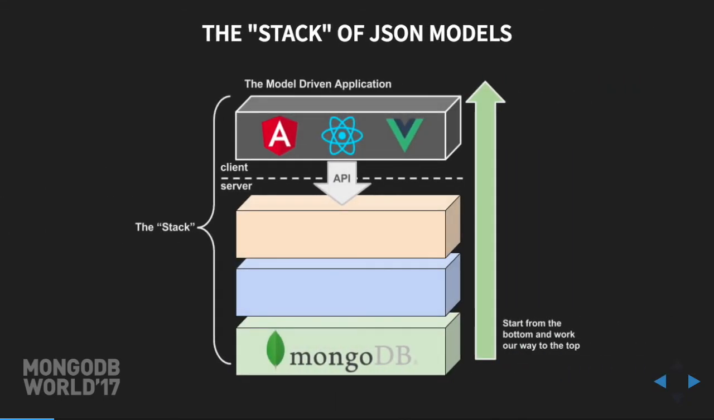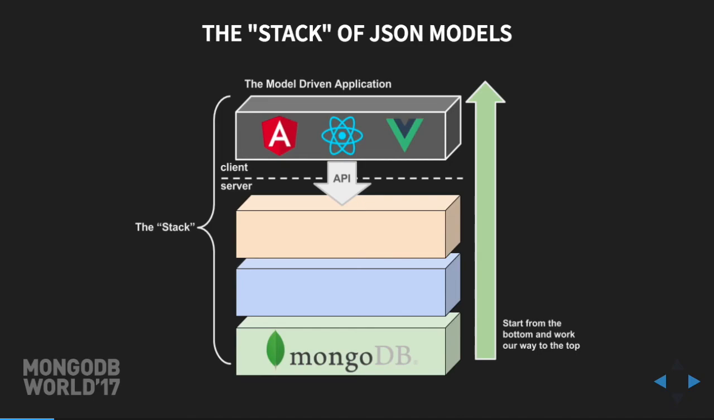If we want to look at a little bit of a picture, what a model-driven application looks like is you have this stack of JSON models, these JSON objects. At the very top here you have your application. It could be Angular, React, Vue. As I mentioned, it doesn't matter. The point is that that's completely separated from your stack, and the stack is the entire thing. In the middle there, we'll talk a little bit about what's going to be in the middle there.